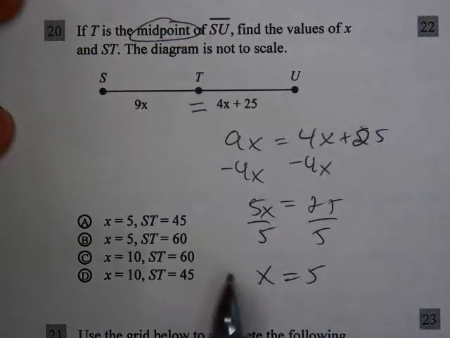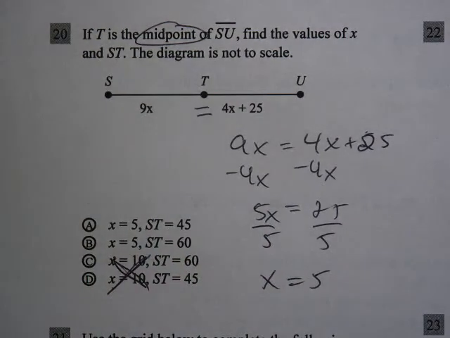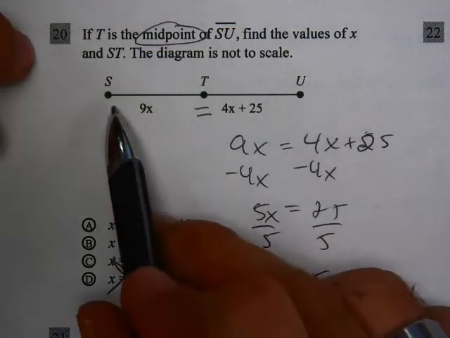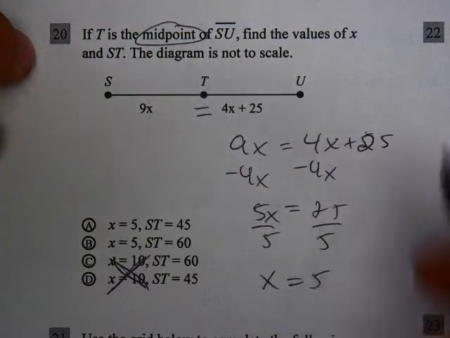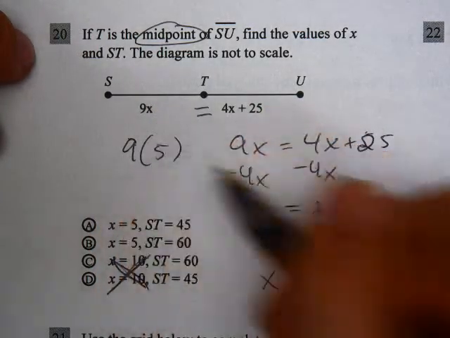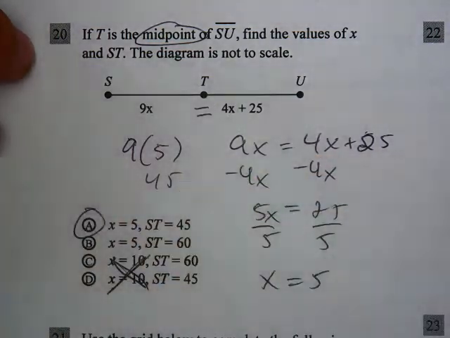So right off the bat, look at your 4 answers. The 10s aren't going to work. That says ST equals, it's either going to be 45 or 60. ST is 9x. Plug a 5 in there. It becomes 9 times 5. 9 times 5 is 45. A is my answer.